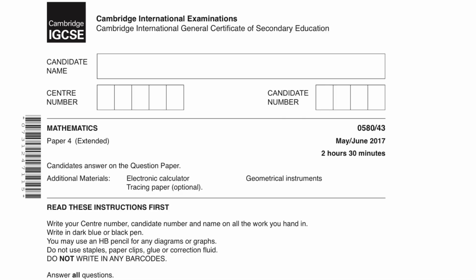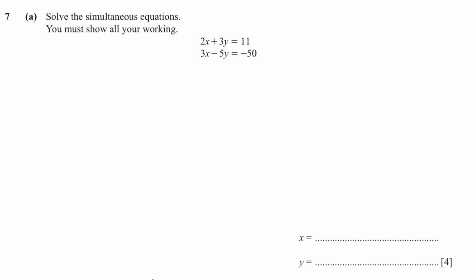In this tutorial, we are continuing Cambridge IGCSE Mathematics Paper 4 Extended, VN 43, May-June 2017, question number 7 onwards. Question number 7. This is a simultaneous equation question. We have to solve this simultaneous equation and you have to decide, do you want to cancel x or y? If the signs are different, it's much easier to cancel it out. So I want to cancel y.